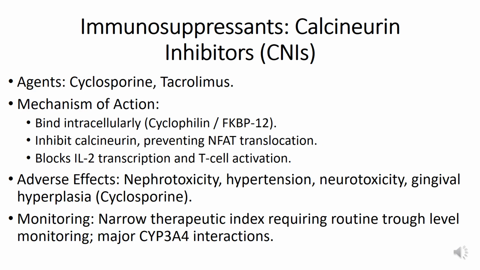Calcineurin inhibitors block this pathway. They prevent NFAT from entering the nucleus. As a result, interleukin-2 production falls dramatically. Without interleukin-2, T-cell activation is greatly reduced. The immune response becomes less aggressive. This helps control immune-mediated kidney diseases. It also helps prevent transplant rejection.